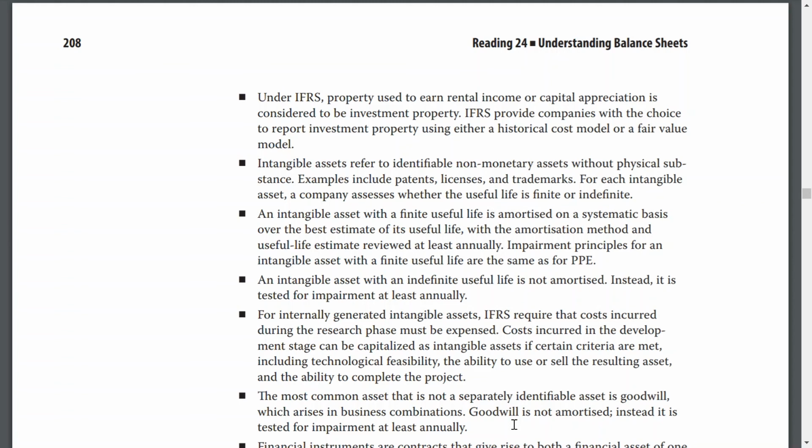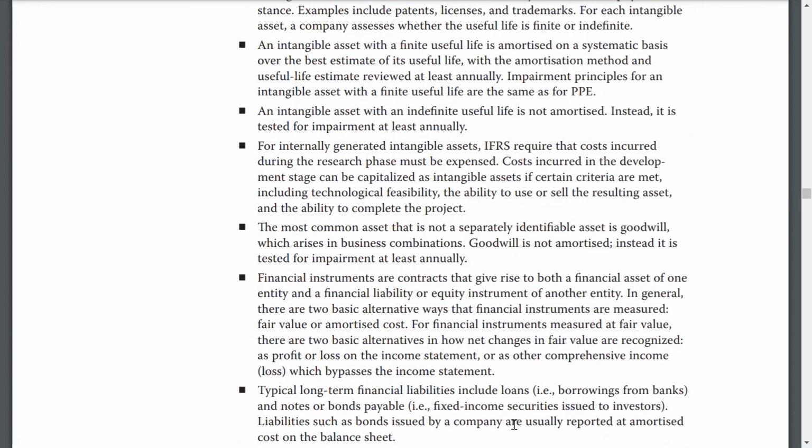The amortization method and useful life estimates are reviewed at least annually. Impairment principles for an intangible asset with a finite useful life are the same as for PPE. An intangible asset with an indefinite useful life is not amortized. Instead, it is tested for impairment at least annually.